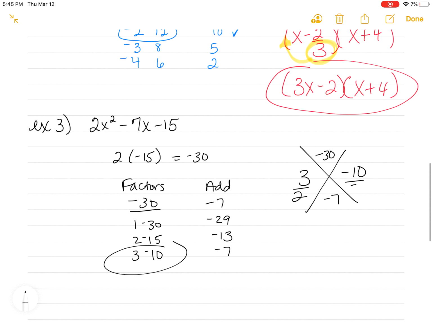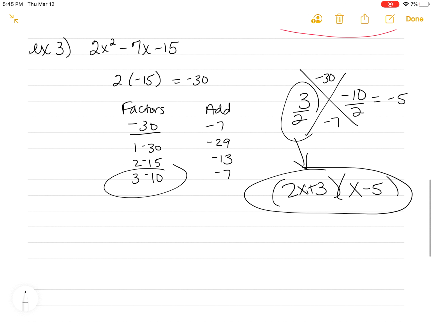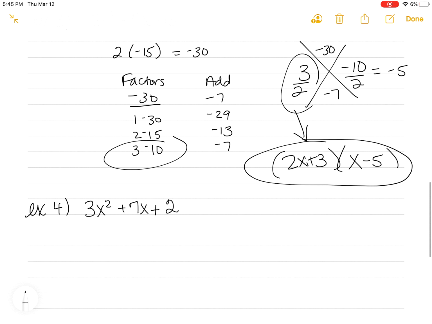And my A value is 2, so I'm going to divide by 2. So that's going to give me 2x plus 3 and x minus 5 as your factors for that one. All right. Let's do one more, and then I'm going to let you guys do some practice. So 3x squared plus 7x plus 2. Go ahead and pause the video and try that one.